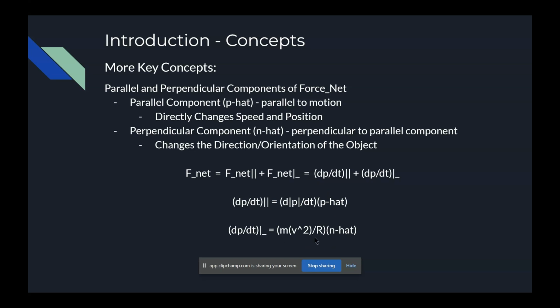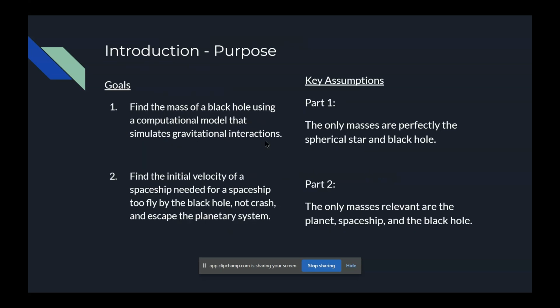And we're going to write out the actual specifics of momentum here too, which is going to be important in the coding process. Parallel components change the speed and the position. Perpendicular components change the orientation of the object, and they're going to be represented by p hat and n hat respectively. This project has two parts.